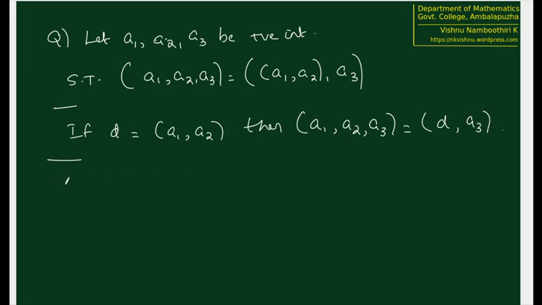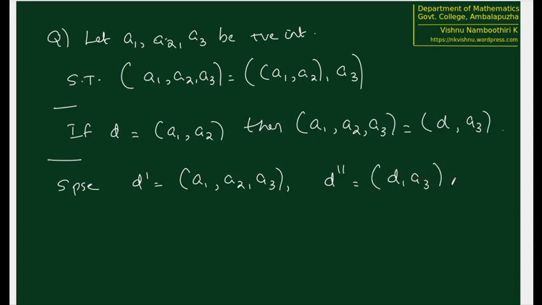Okay, to verify this, suppose that D dash is the GCD of A1, A2, A3, and suppose D double dash is the GCD of D, A3. To show that these two are the same, we will show that D dash is less than or equal to D double dash, and D double dash is less than or equal to D dash.